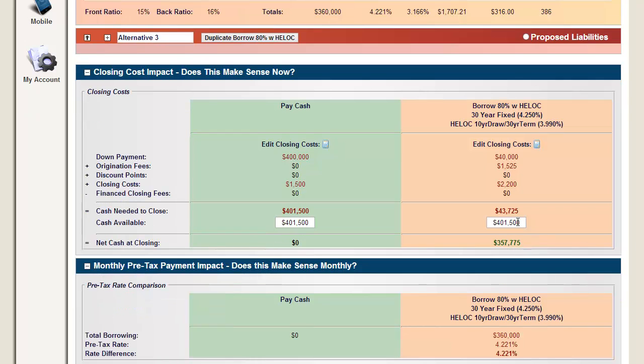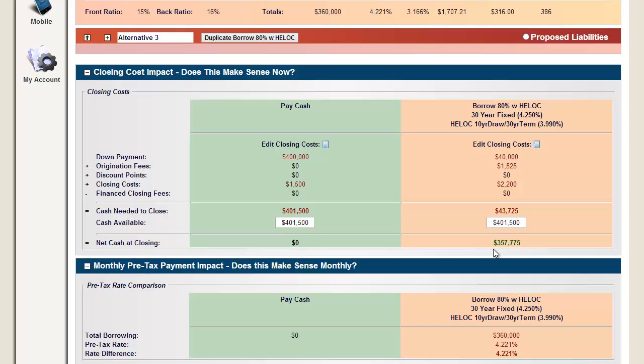So either of these two scenarios, they communicate just one of two things. Either you come to the closing table with $401,000, have no cash left over, or you're out that amount, or you come to the closing table with $43,725 and you have $357,775 to invest or to leave invested.